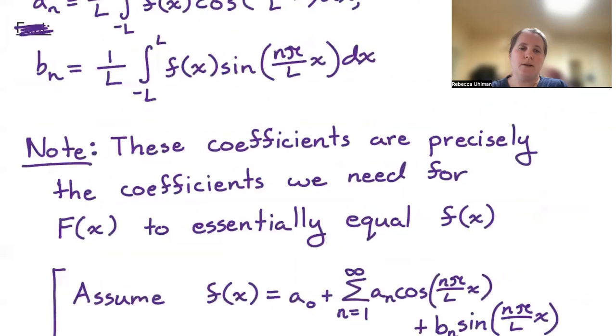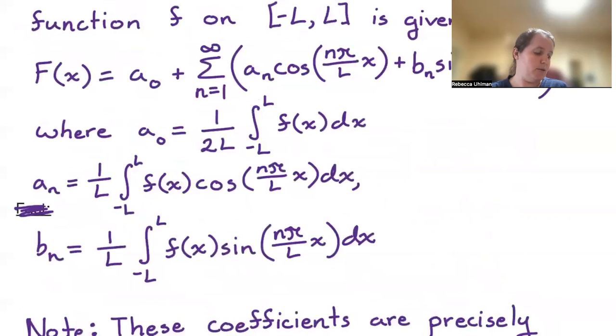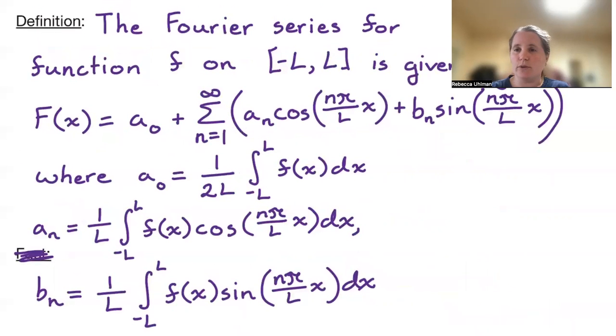Just a quick comment. I did say that these coefficients are what we need for capital F of x to essentially equal our original function. In a future video, we will talk about where the slight differences occur. In the next video, we will do an example where we go through and actually calculate what our Fourier series should be.